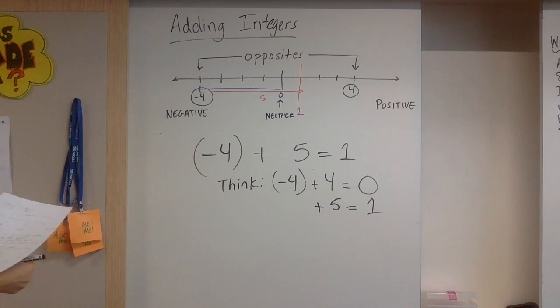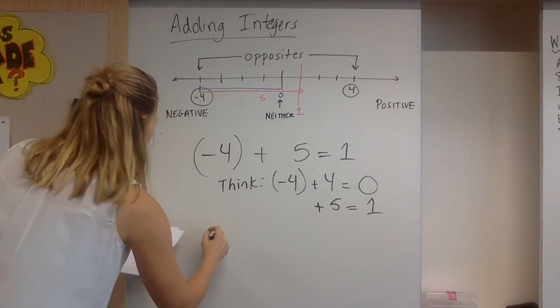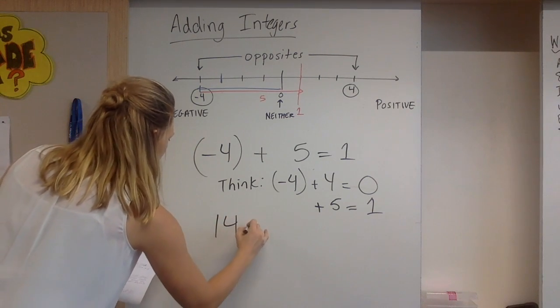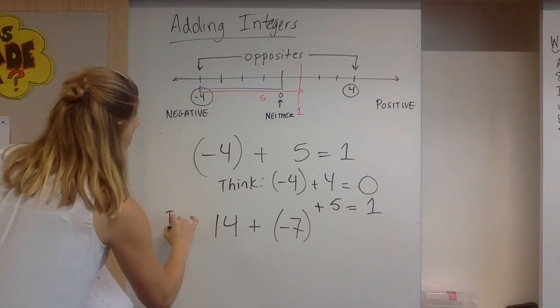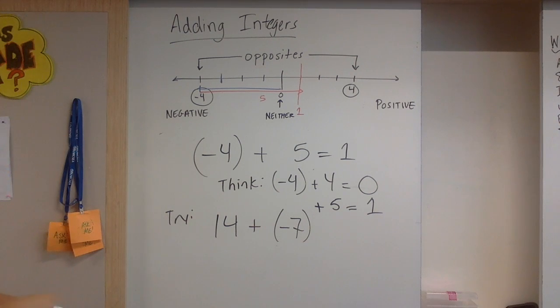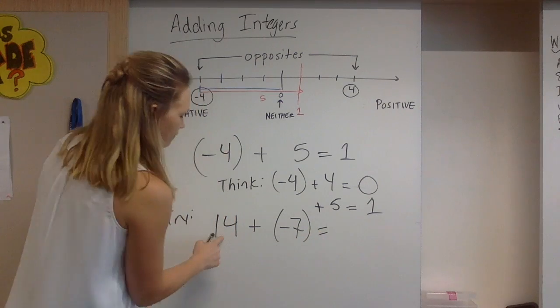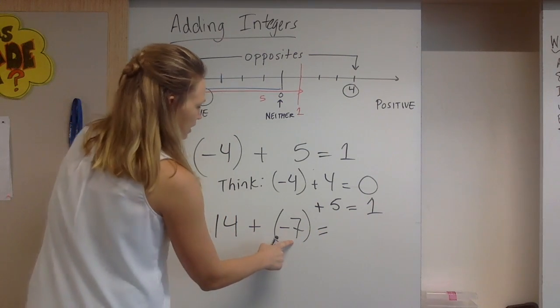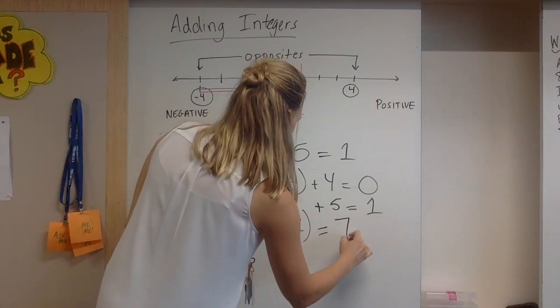Let's try this on your own. Try, instead of -14, try 14 plus -7. Pause here and do that. I hope you got that 14 plus -7 would give me 7.